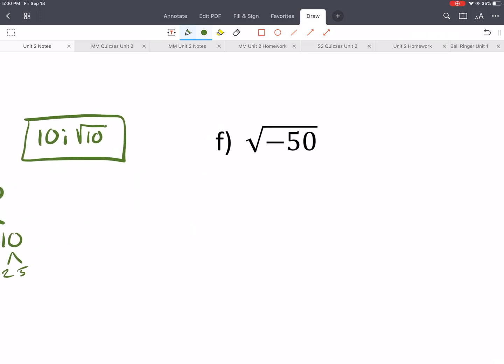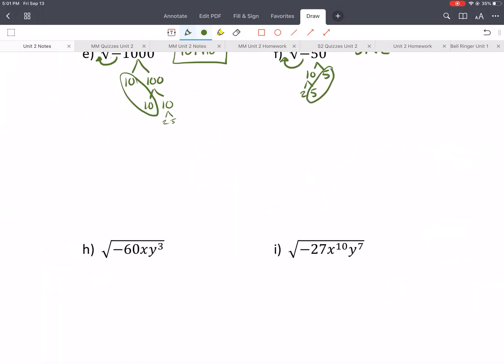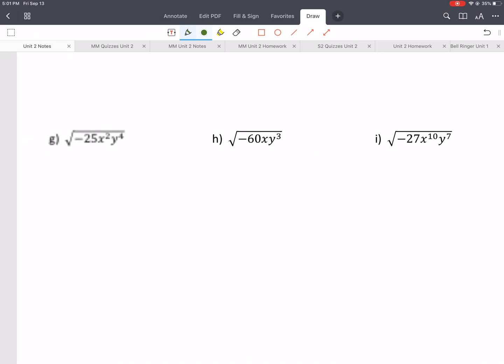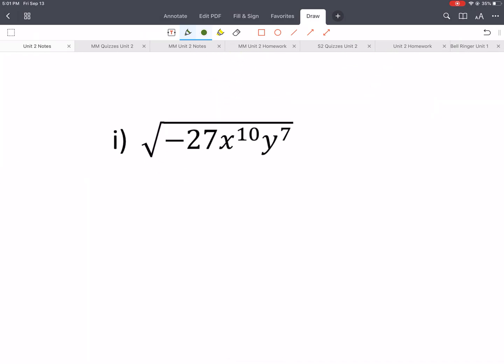Sure, let's do 50. So here we could do 10 and 5, 2 and 5, group of 5. So we'd have 5. Negative will come out, make it be an imaginary, square root of 2. Okay? All right, so let's do some with variables.